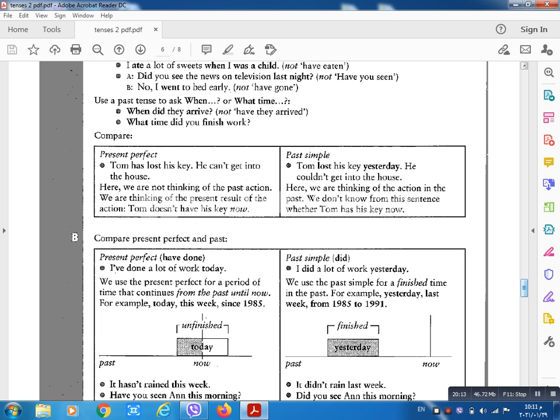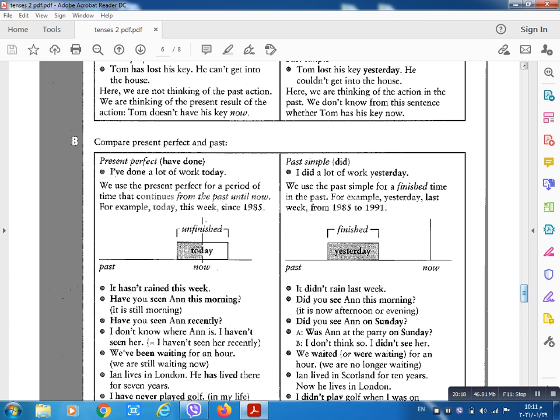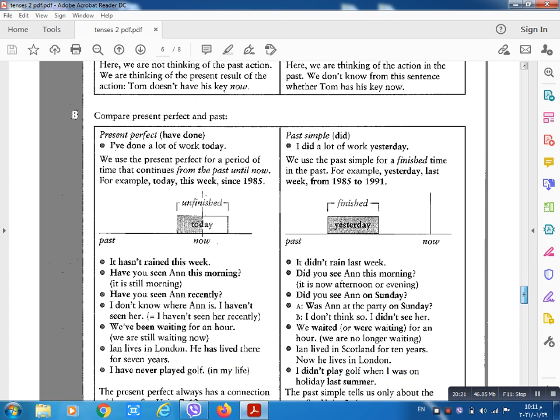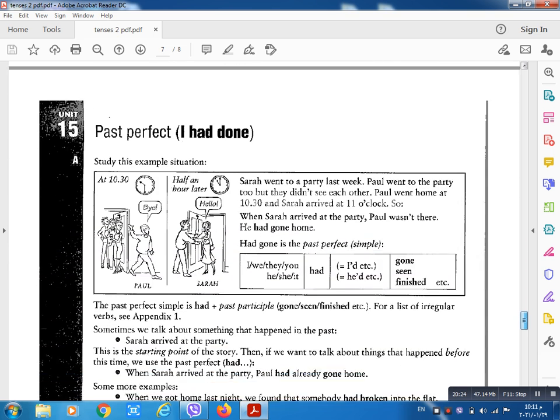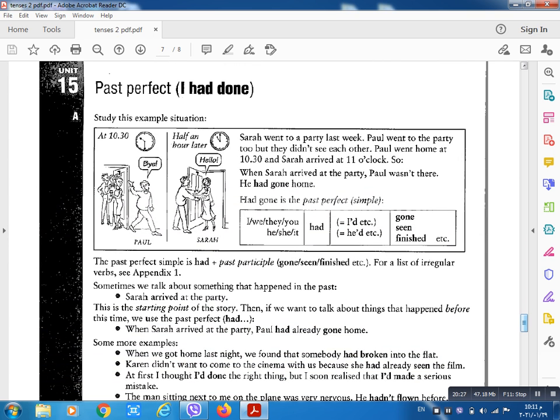Now, if we move to 15, dear students, we will find that there is another nice tense to be understood, which is past perfect. Okay, past perfect is a very nice tense. What's so special about past perfect? It is as if it is a certain mixture between the past simple on the one hand and the present perfect on the other. It means I have to understand it with really good concentration.